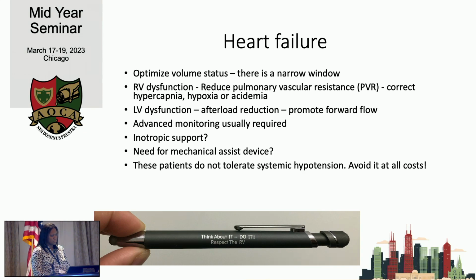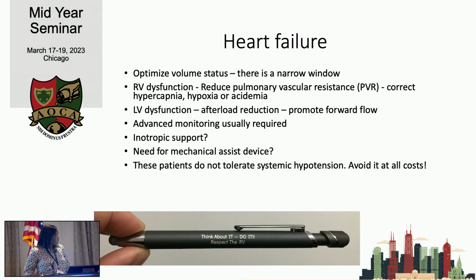For left ventricular dysfunction, the ultimate goal is afterload reduction so that you promote the forward flow. And this advanced monitoring, pulmonary artery catheterization, transesophageal echo, can help dictate when you need more inotropic support, if you need assistance with a mechanical assist device. But ultimately, these patients don't tolerate systemic hypotension, so you want to avoid it at all costs. And with this advanced monitoring, that can help minimize the risk for failure.